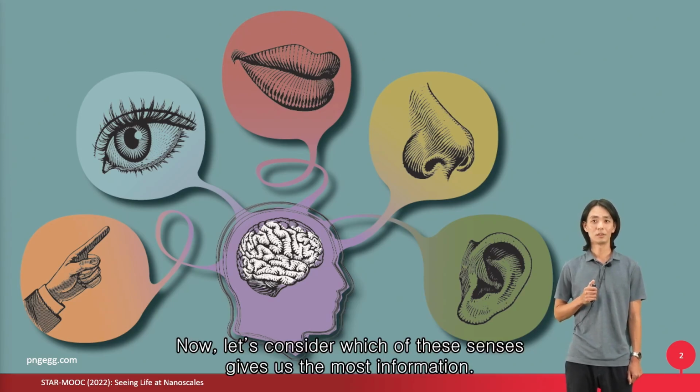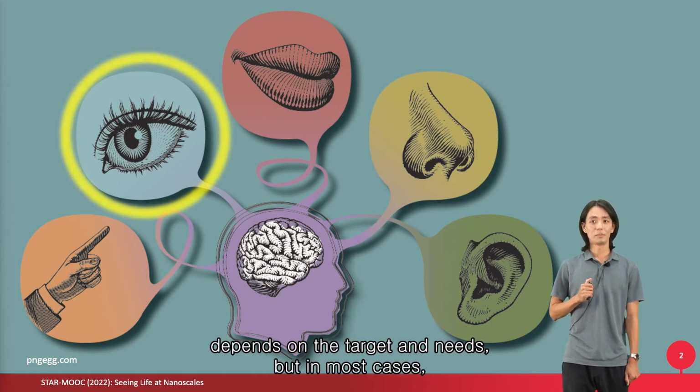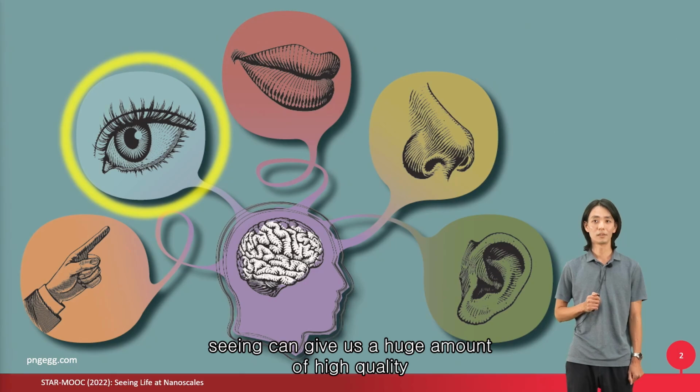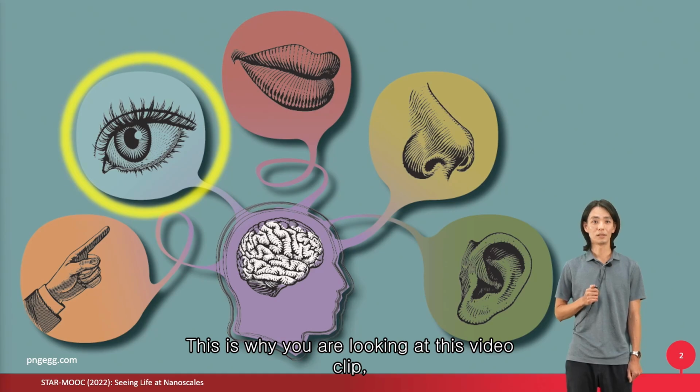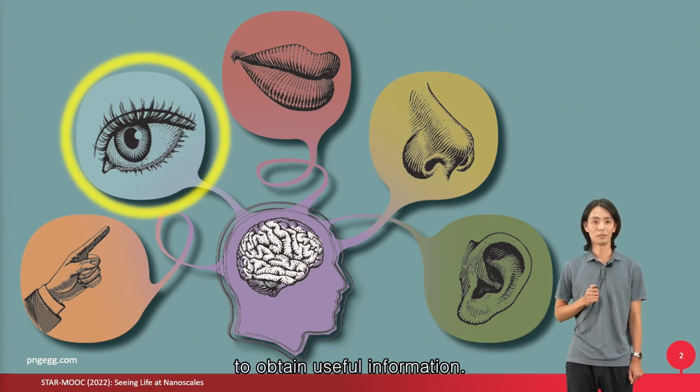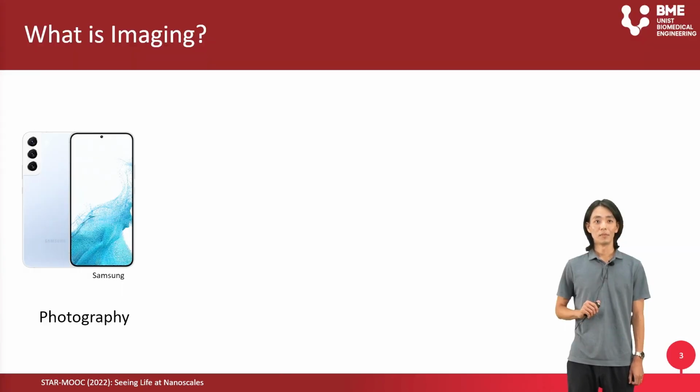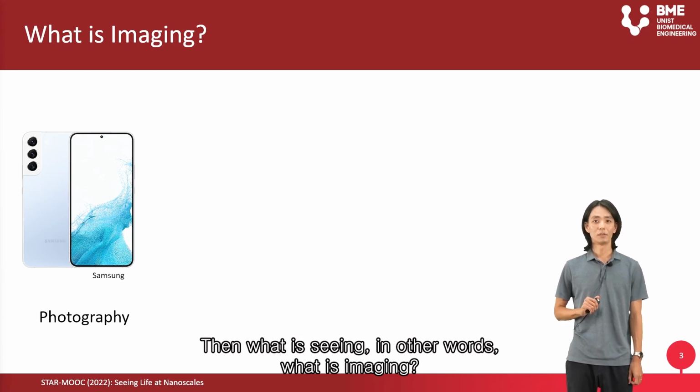Now let's consider which of these senses gives us the most information. It actually depends on the target and needs, but in most cases, seeing can give us a huge amount of high-quality information to understand and diagnose the world around us. This is why you are looking at this video clip, to obtain useful information. Then what is seeing? Or in other words, what is imaging?